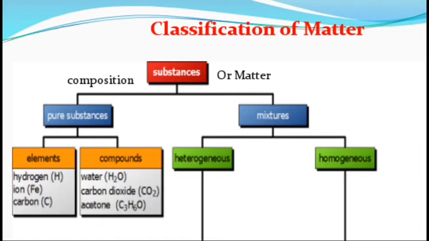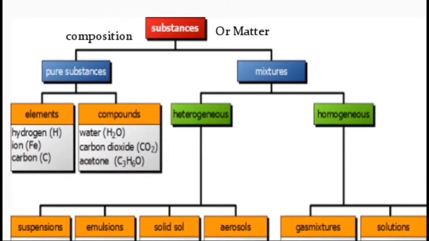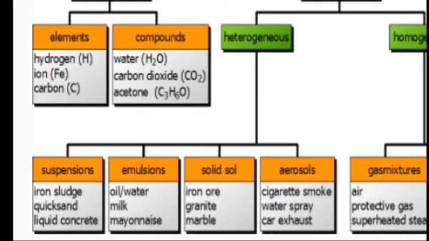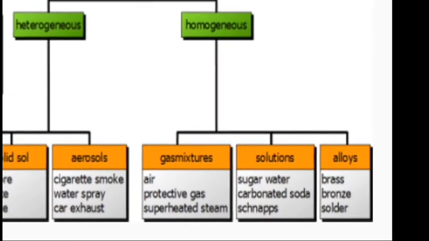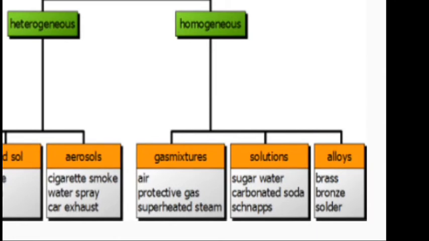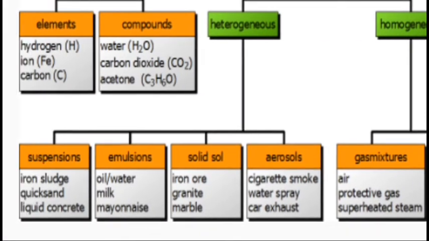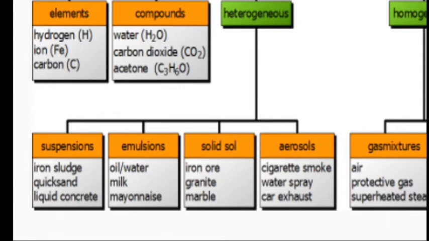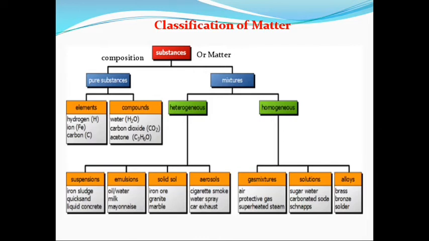Okay. The pure substance is further divided into elements and compounds. In detail we will take that next. The pure substance is further divided into elements and compounds, while the mixture is divided into heterogeneous mixture and homogeneous mixture on the basis of phase. In which phase or state it is, whether it is uniform or non-uniform. On that basis it is divided into homogeneous and heterogeneous. The homogeneous is further divided into gas mixtures, solutions and alloys, while the heterogeneous is further divided into suspensions, emulsions, solid solutions and aerosols. All this we will study next. Okay, so this is the basic classification of matter.